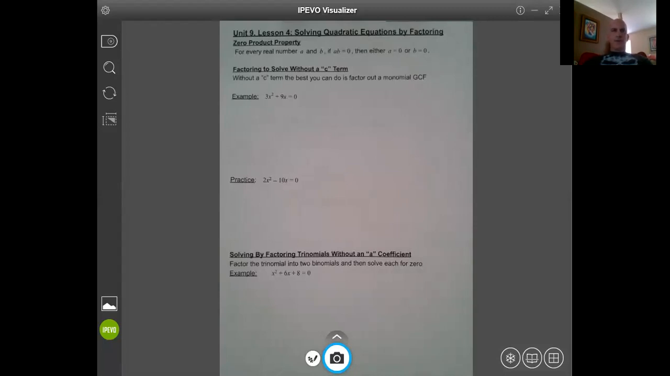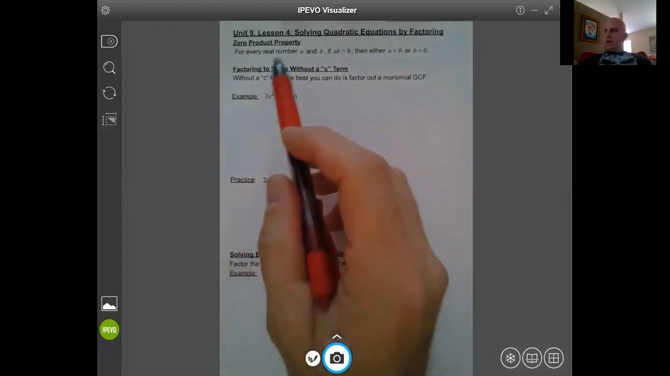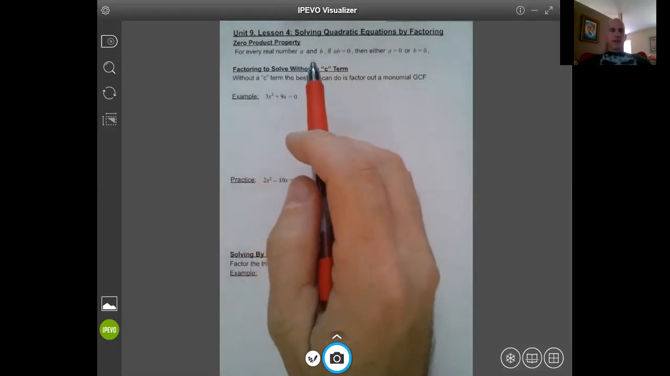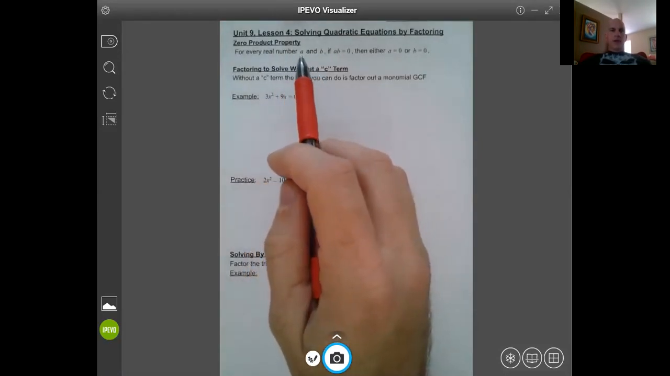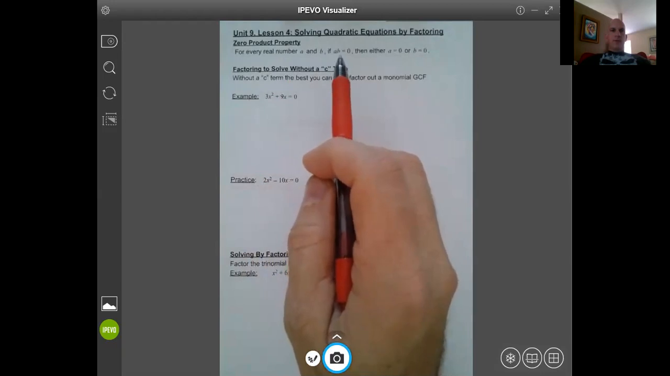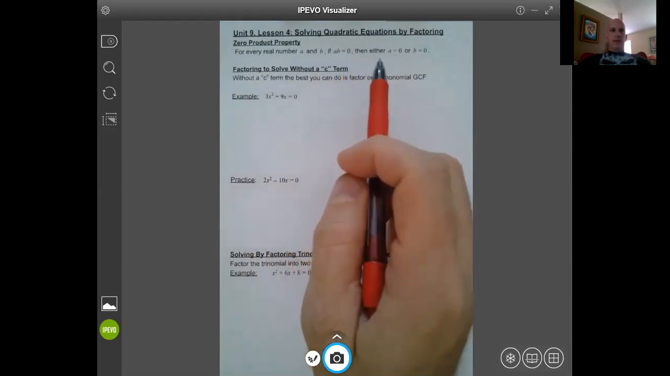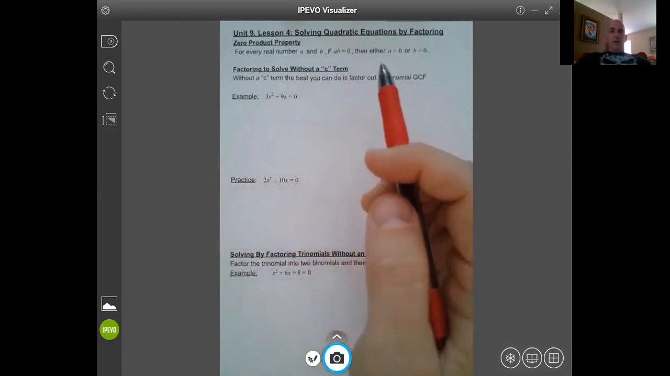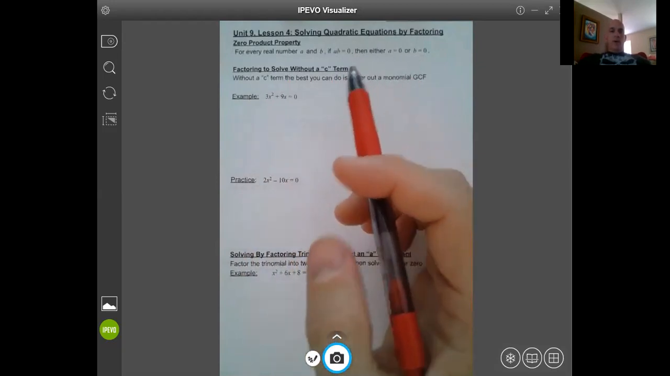And I want to talk about the zero product property first. What this is saying is that for every real number, basically any number other than an imaginary number, if we call one number A and the other number B, and we multiply them together and get 0, then either A or B is equal to 0. Could be both are equal to 0 as well.